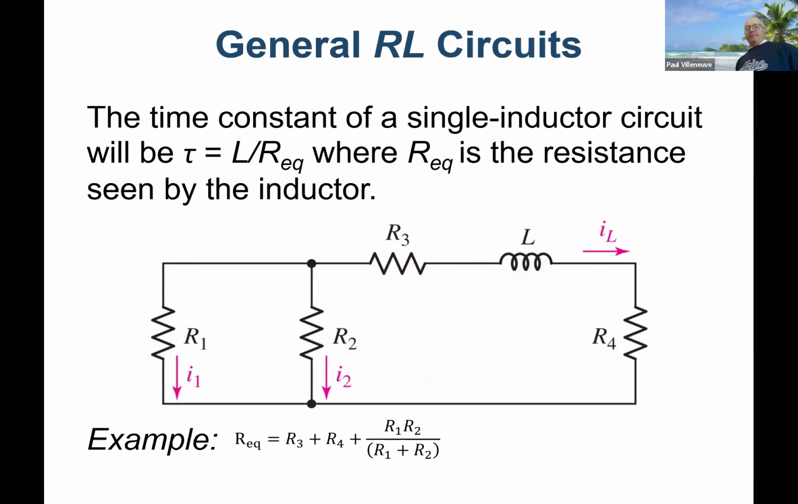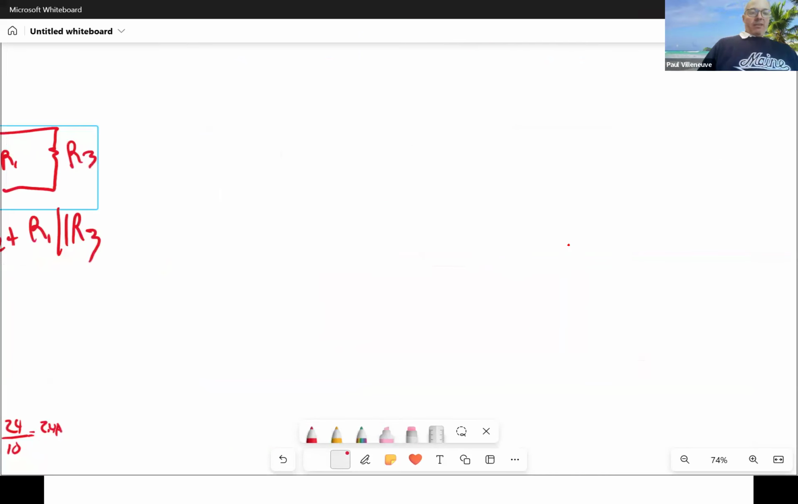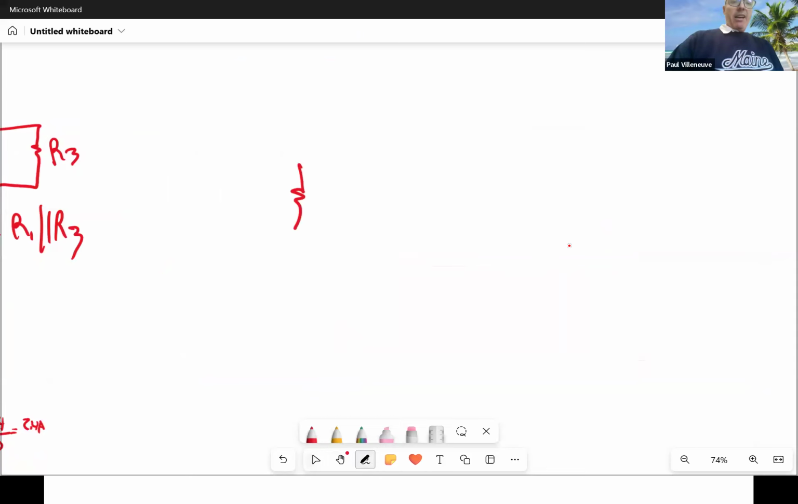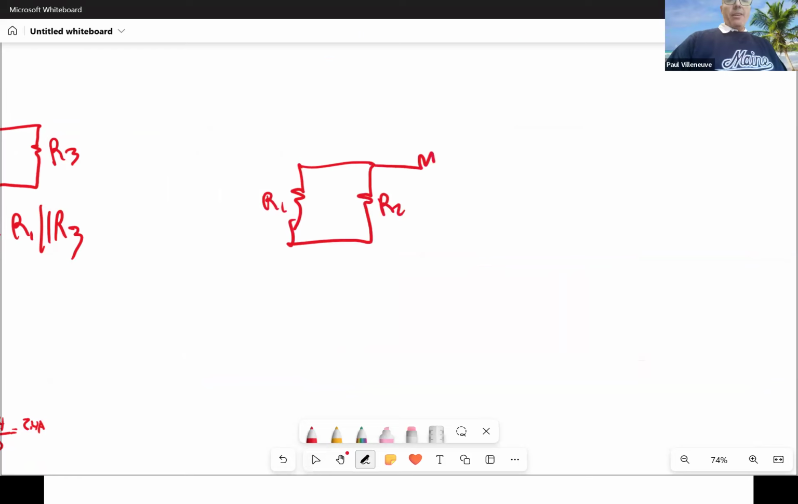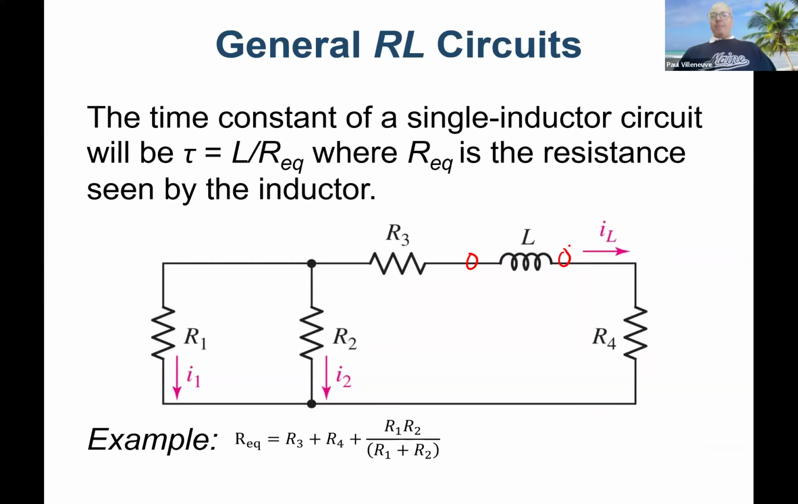Same thing with the inductor. You're going to open this up and you're going to draw the circuit. So let's go back over here. I have a resistor here. That's R1. That's R2. R3. My inductor is here, opening it up. And this, I believe, is R4.